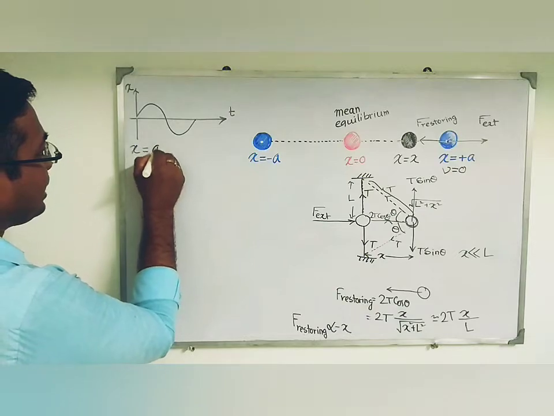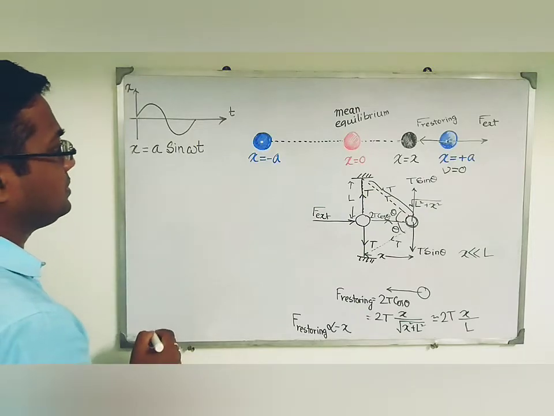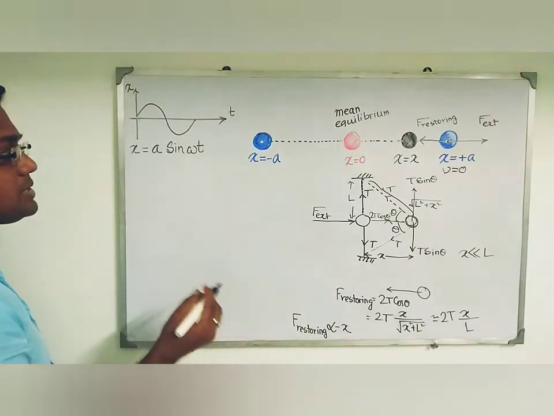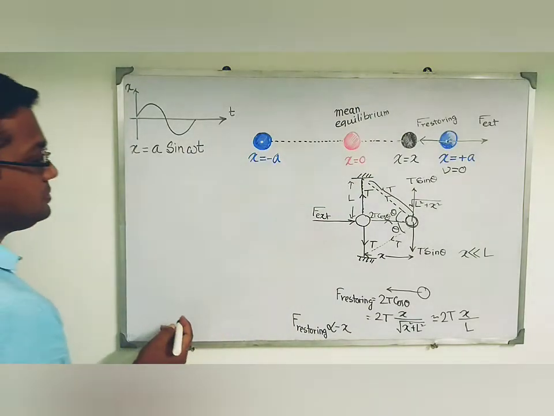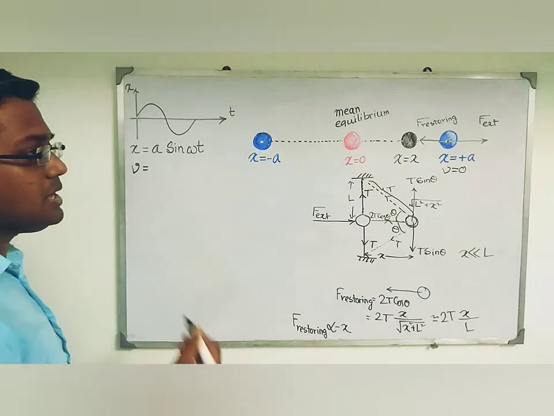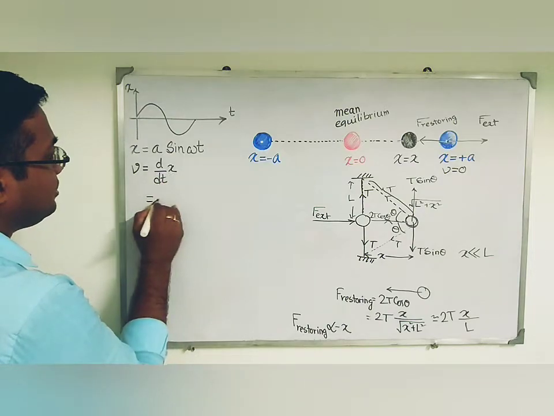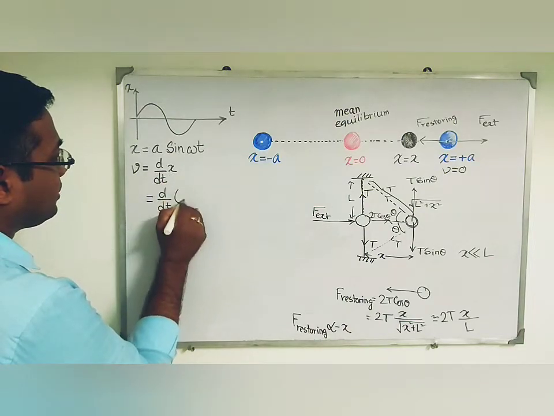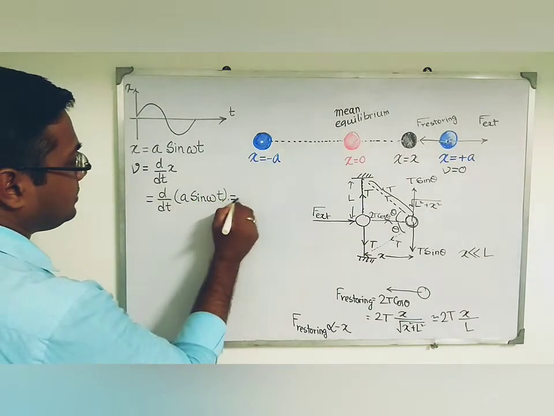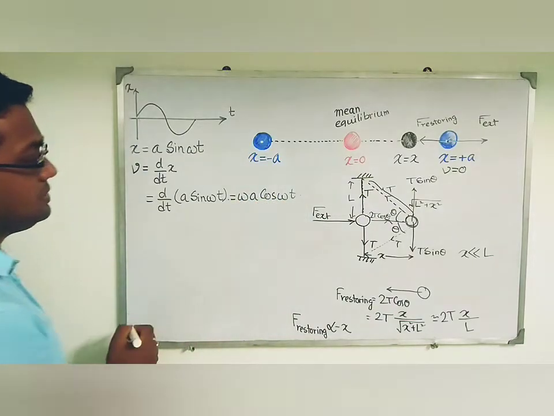So if I write it down, x is equal to a sin omega t, where a is the amplitude, that is the maximum displacement from the mean position, omega is the angular frequency, and t is the time. Now if I calculate the velocity by differentiating with respect to t, then dx/dt is equal to d/dt of a sin omega t. So it becomes omega a cos omega t.